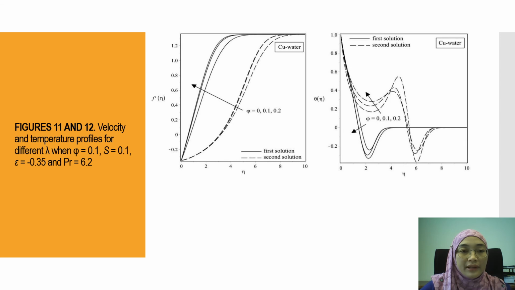Next, figures 11 and 12 are velocity and temperature profiles for different mixed convection parameter λ when φ equals 0.1, S equals 0.1, ε equals negative 0.35, and Prandtl number equals 6.2, respectively. It is worth mentioning that all the velocity and temperature profiles presented in figures 11 and 12 satisfy the far-field boundary condition asymptotically and thus support the validity of the dual solution obtained.